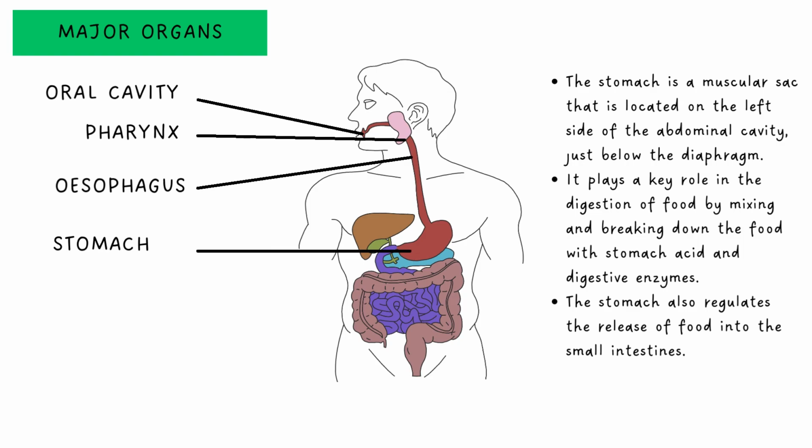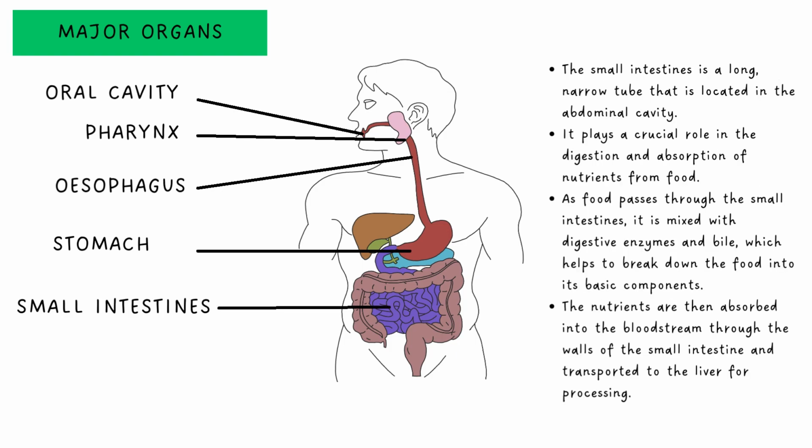The stomach is a muscular sac that is located on the left side of the abdominal cavity, just below your diaphragm. It plays a key role in digestion by mixing food and breaking down food with stomach acid and digestive enzymes. The stomach also regulates the release of food into the small intestines.